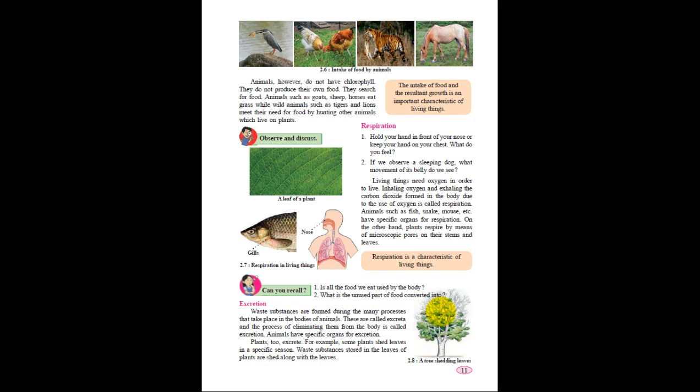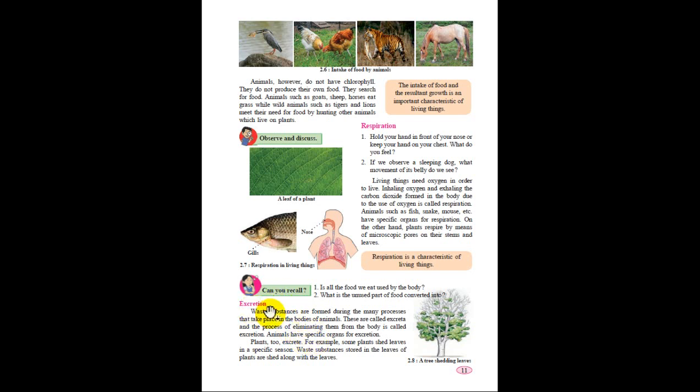foods have lots of nutrients, and all the nutrients are absorbed by your body, or all the food is easily digestible to your body? If all the foods are not digestible, then where does the unused part of the food go, and what is the unused part of the food? To understand this, first of all we should understand what excretion is. Waste substances are formed during the many processes that take place in the bodies of animals.